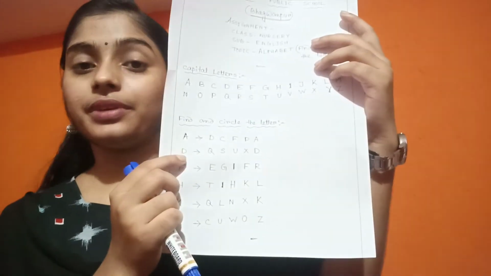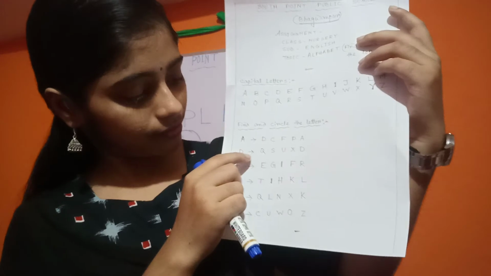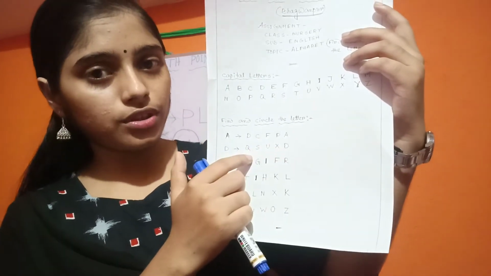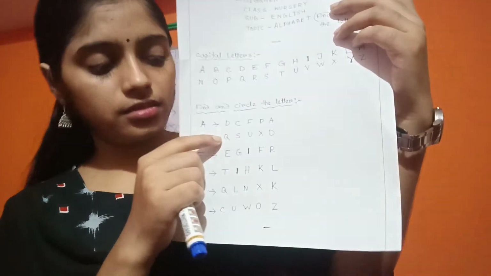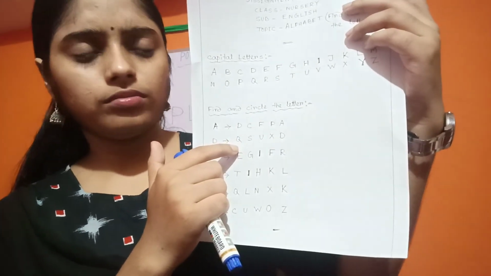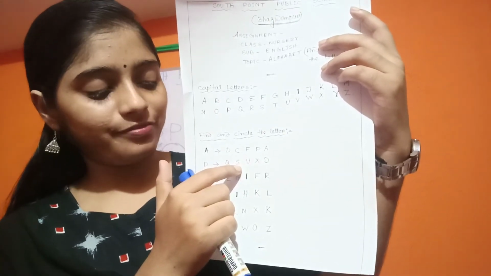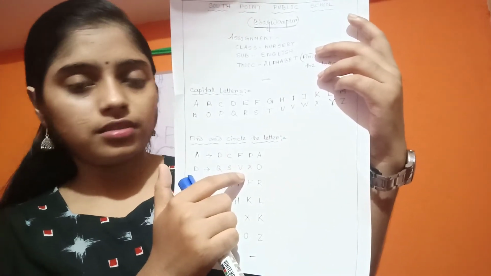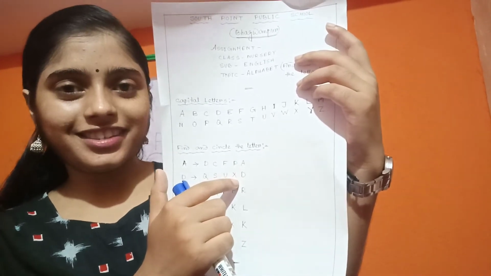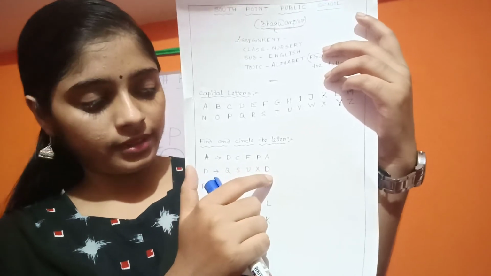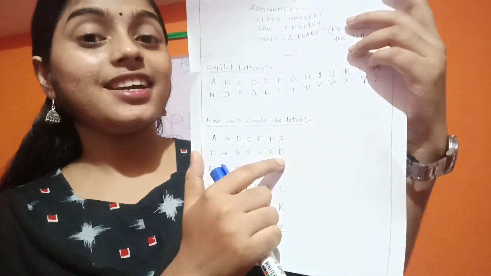Next, which letter is this? This is D. Now find out where is D. Which letter is this? This is Q. It's not D. Is it? No. Is it? No. It's U. Is it? No. Is this D? Yes. This is D.